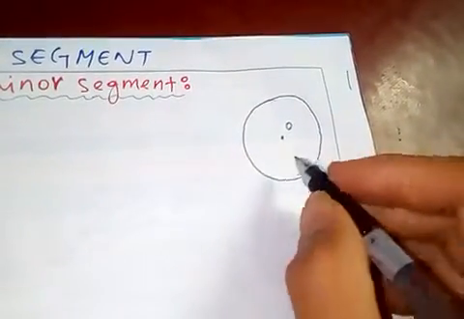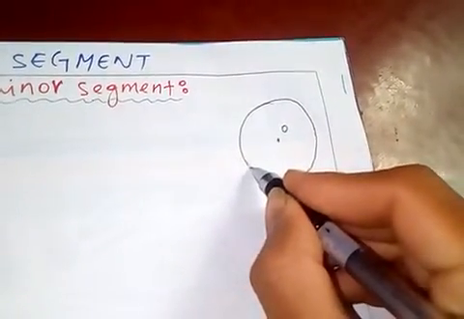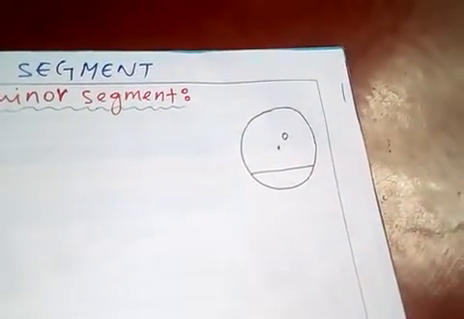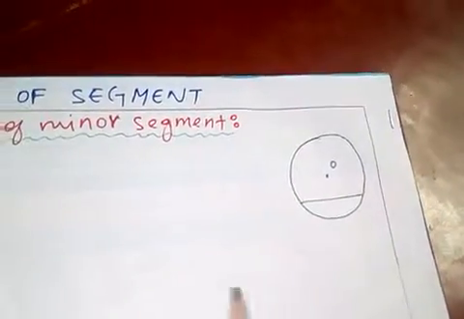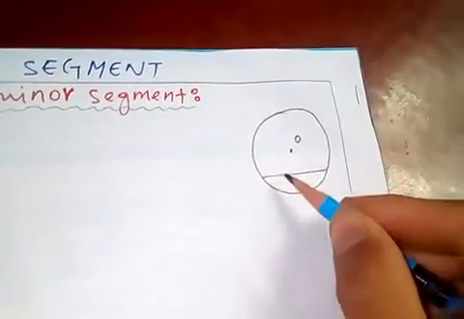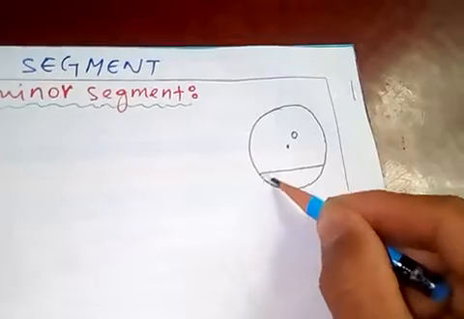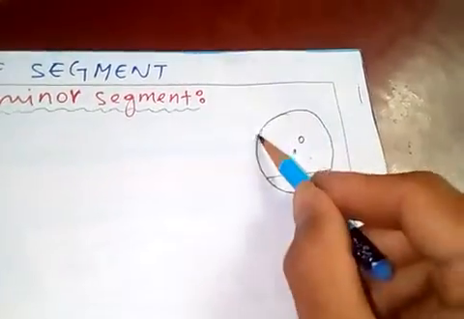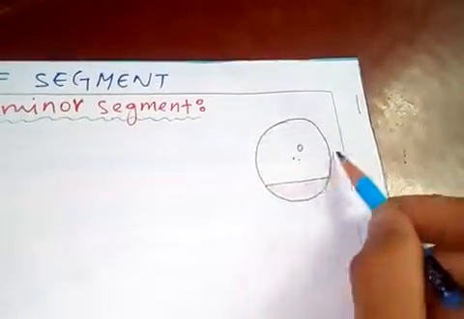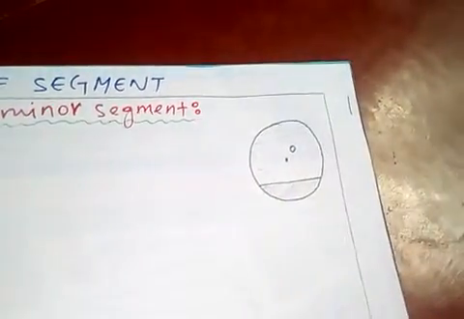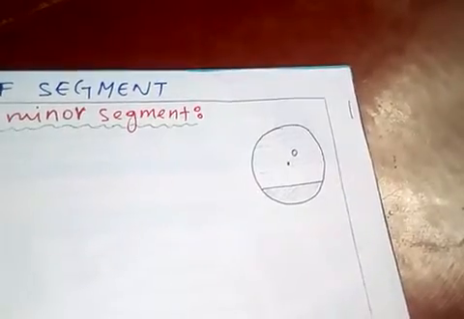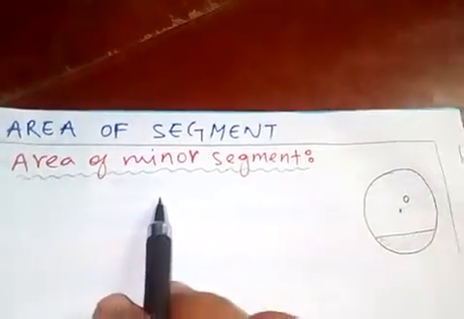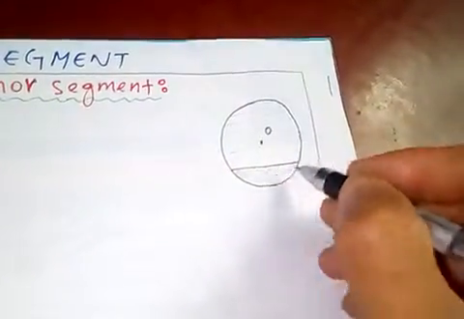A segment means this one. If the chord is like this, then this is what we call a segment. In the area of a segment we have two segments: this is what we call the minor segment because it is the small one, and this big one is what we call the major segment. First of all we are going to find the minor segment area, this area.